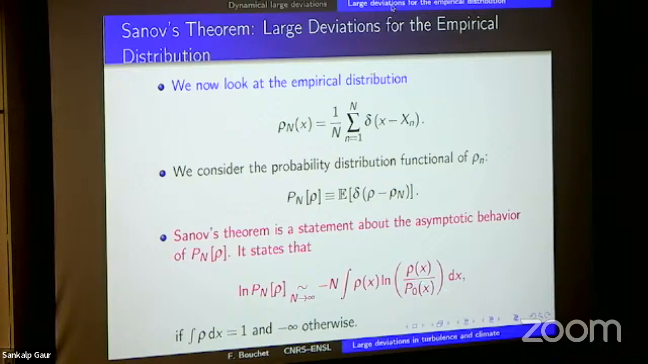And so this is a very powerful and very important result. This is called Sanov's theorem. And so it generalizes Cramer's theorem when, rather than looking at just the sum, you want to understand the behavior of the whole distribution.